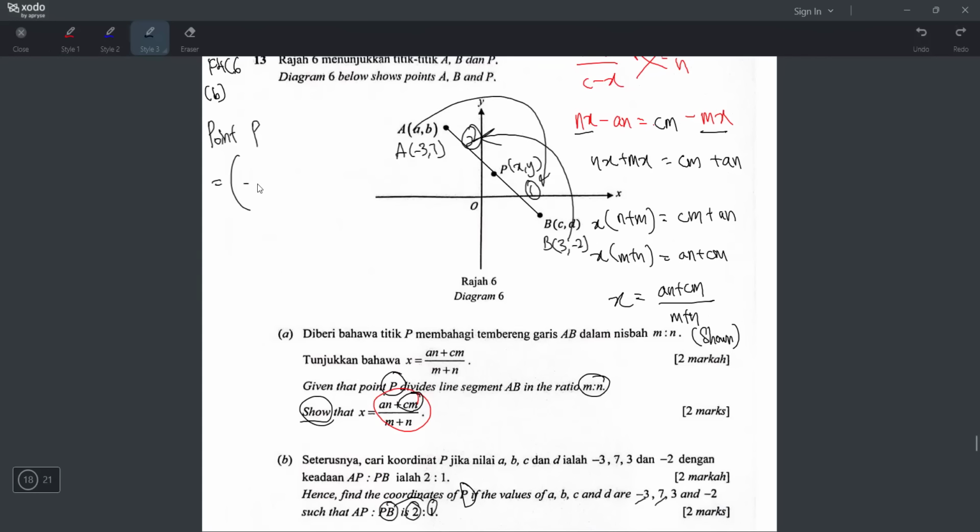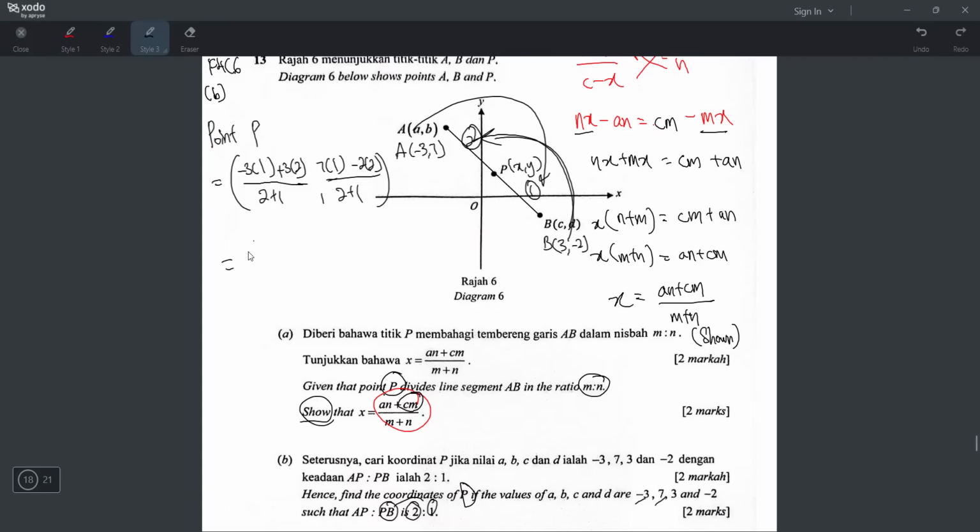So now, the way to write the formula is like this. You take point A times 1, so it will be negative 3 times 1, 7 times 1. Negative 3 times 1 goes here, 7 times 1 goes here, because 7 is the y coordinate, so of course you write it at the y coordinate. And then point B times 2, so 3 times 2, negative 2 times 2. 3 times 2 goes here because that's the x coordinate. Negative 2 is the y coordinate, so when you times 2, you write it at the y coordinate. Nothing in between means plus. This one already has a minus, so you don't have to do anything. Then divide by m plus n, which is 2 plus 1, 2 plus 1.